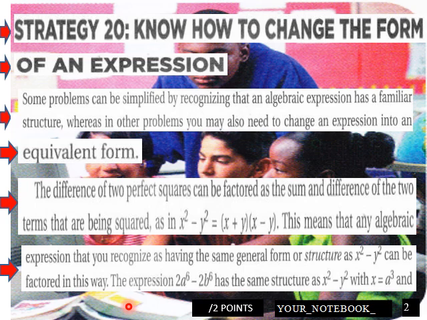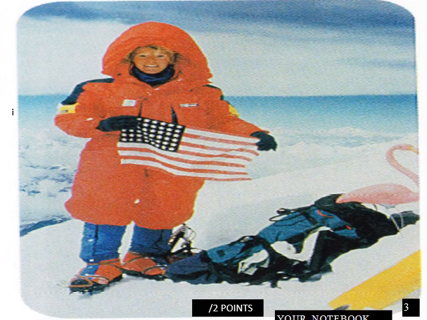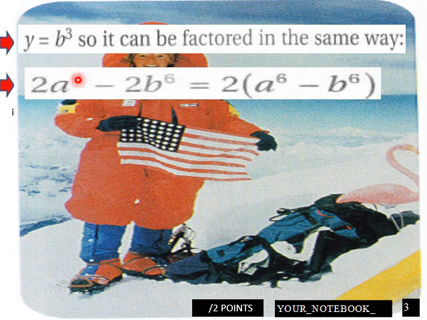This means that any algebraic expression that you recognize as having the same general form or structure can be factored in this way. And this here has the same structure as x squared minus y squared with x equals a cubed. So it's like a difference of squares, basically. y equals b cubed, so it can be factored in the same way.